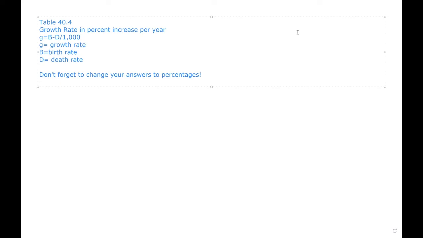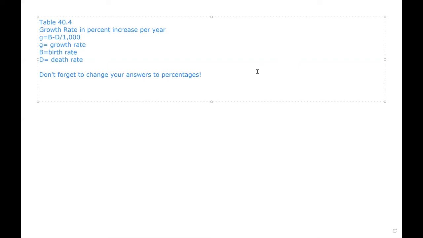And then for the table, don't forget to change your answers to percentages. So what you're going to get is a decimal number, and then you have to multiply by 100 to make it percent. So let's try the first one together.